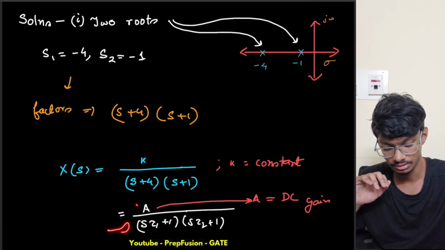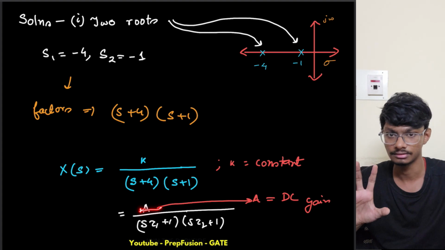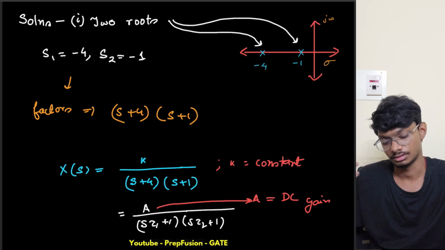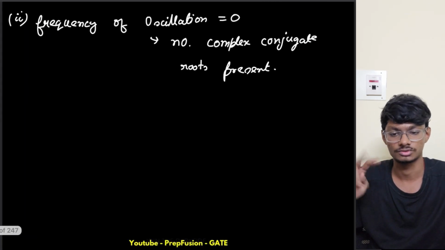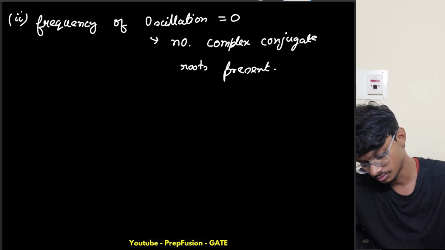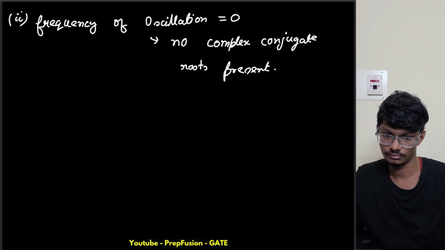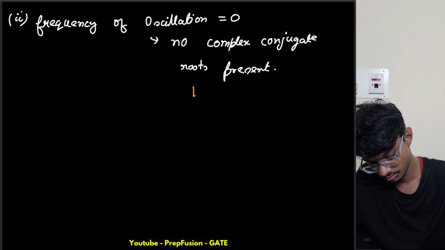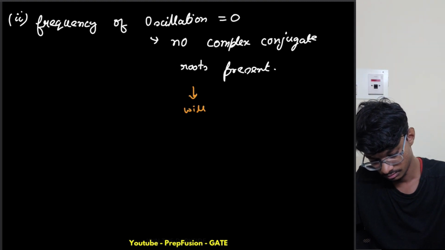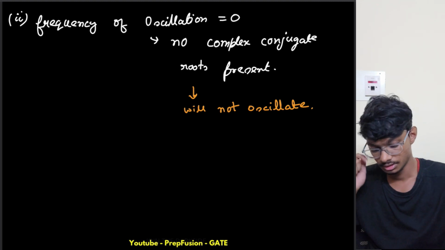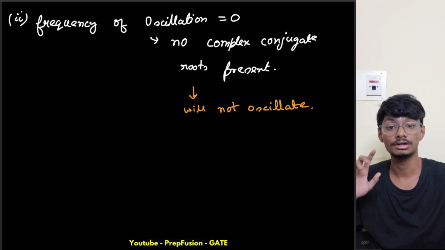If you write it in the time constant form, you can directly write 100 for a, because you know the DC gain directly in that expression. In this expression you have to find the value of k by using the DC gain. Either of these two you can do. No complex conjugate roots are present, so this will not oscillate. Now the third question asks us to find the initial value.